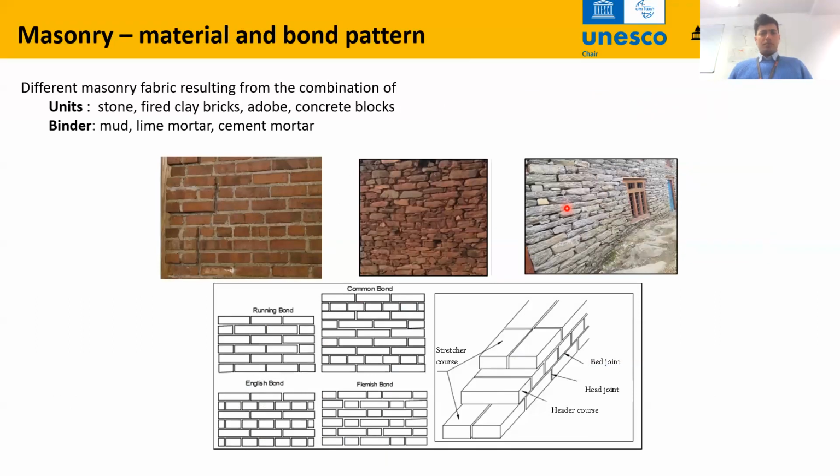So we have different combinations of units and binders resulting in different masonry fabrics. For example, the brick and cement mortar fabric, rubble stone in mud mortar fabric, or dry stone masonry. And within the masonry thickness, we can have different bond patterns. For example, here an example of English bond pattern is shown. That is how the workmanship is done through the thickness of the masonry.